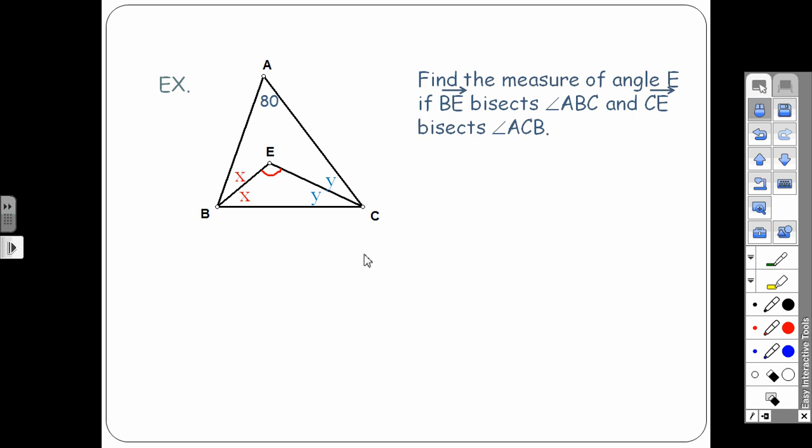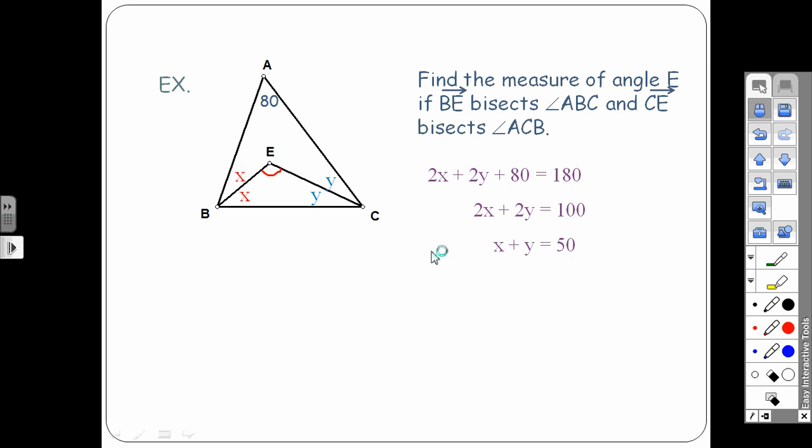So what we do know for triangle ABC, this big triangle, is that all three angles add up to be 180 degrees. So we can come up with the equation 2x plus 2y plus 80 equals 180. Let's simplify this a little bit by moving the 80 to the other side and then dividing everything by 2. We get x plus y equals 50. That's fantastic. Unfortunately, we have two variables, so we need another equation.